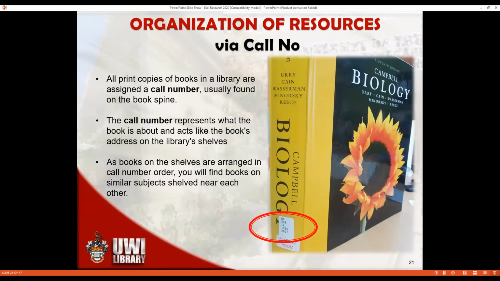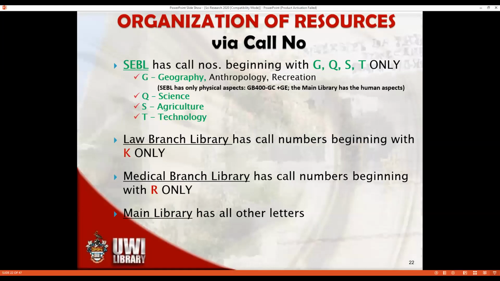Libraries have assigned letters and numbers known as the call number to each resource in the library to enable ease of discovery on the physical shelves. And this shows an example of a call number. Please note, call numbers are not randomly assigned. They are based on international classification systems such as the Library of Congress system, which most university libraries use. The call number is normally displayed on the spine, as you can see on this slide. Note the call number begins with the letter Q. So this book would be found in the Science and Engineering Branch Library, which we call SEBL.